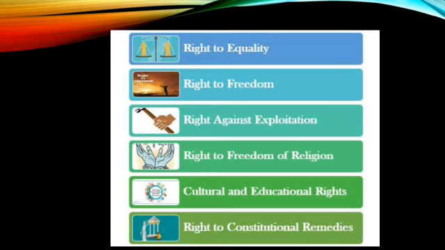Last, right to constitutional remedies. This gives authority to citizens to move the High Court and Supreme Court if they believe that any of their fundamental rights have been violated by the state. All these rights are binding upon every authority that has the power to make law.